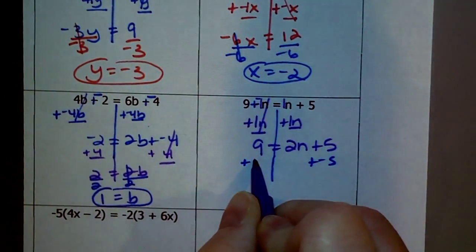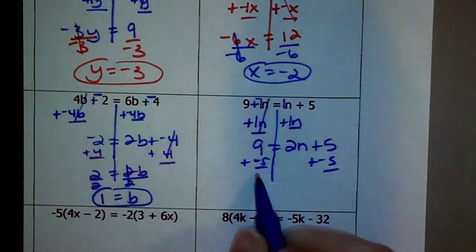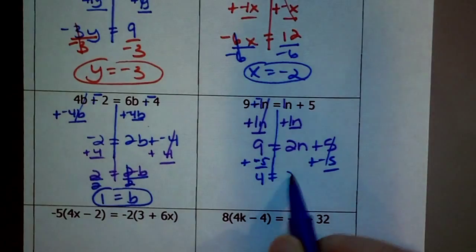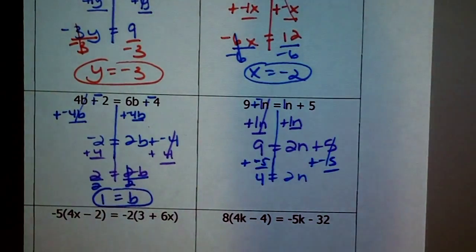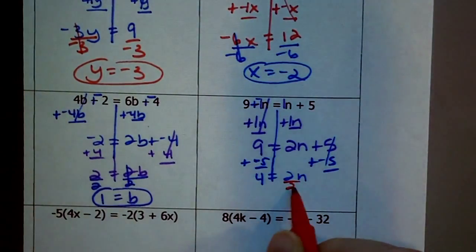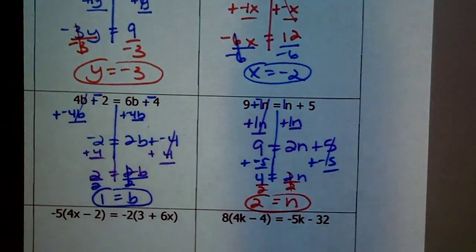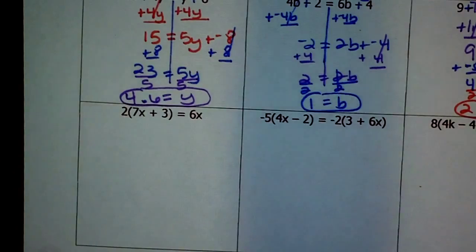Add a negative 5. Over here we're left with 4 because 9 plus negative 5 is 4. And here we're left with 2n. Almost. We're at the cute little 1-step time. Divide by 2. And yes, n equals 2. Voila. Alright, last row. I told you they're going to get a little bit harder as we go.